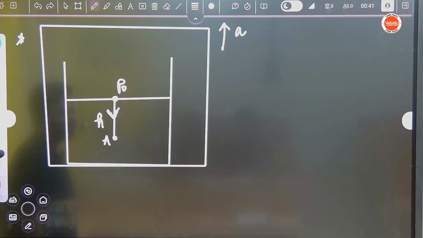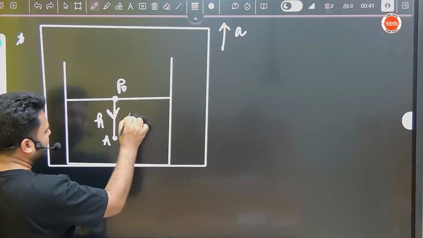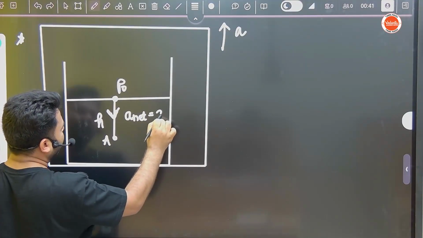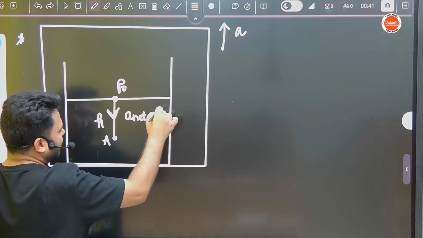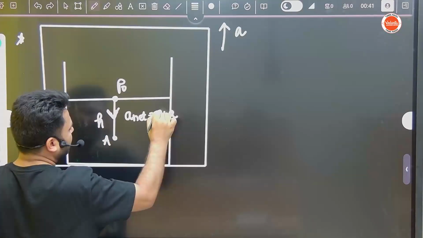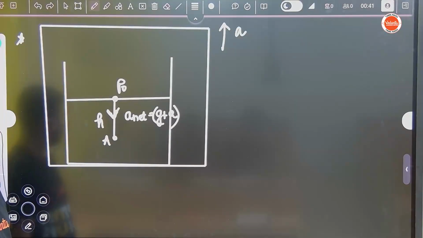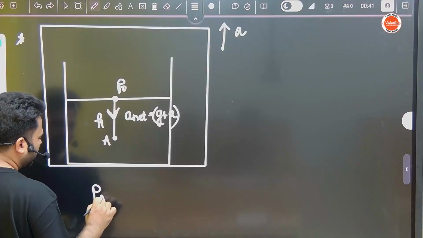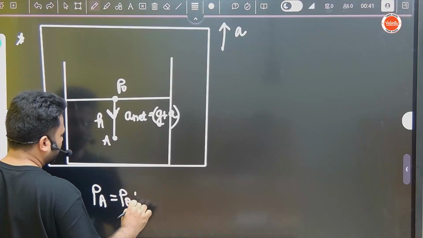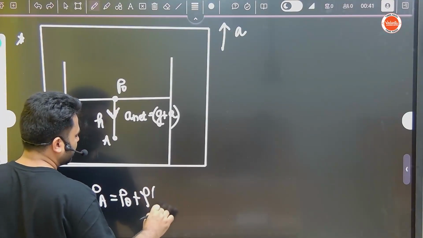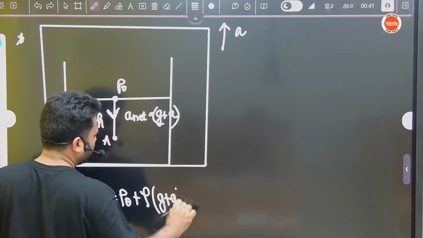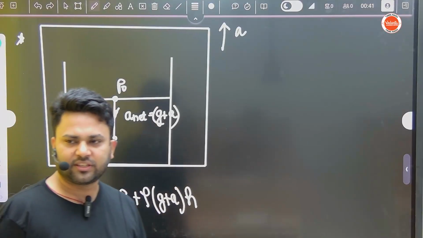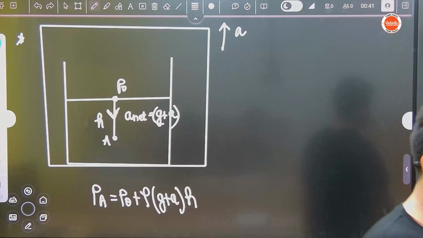Just now I told. Means net acceleration, if I say, what is the net acceleration? So one is g in the downward direction and one is A in the downward direction. So g plus A. So pressure at point A will be P naught plus rho net acceleration, that is g plus A, into h. These kind of questions they ask.